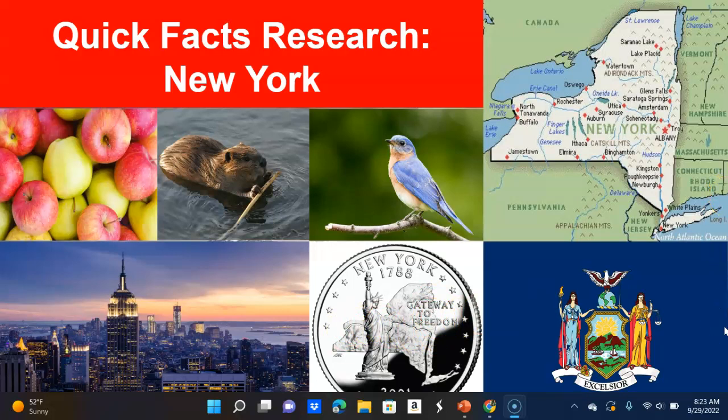And then one group will take on the state flag. So understanding what all the symbology is really what that is. Taking a look at this, and then also looking up what does Excelsior mean? Why is that included for the state flag? So I'll let you all do that research here.